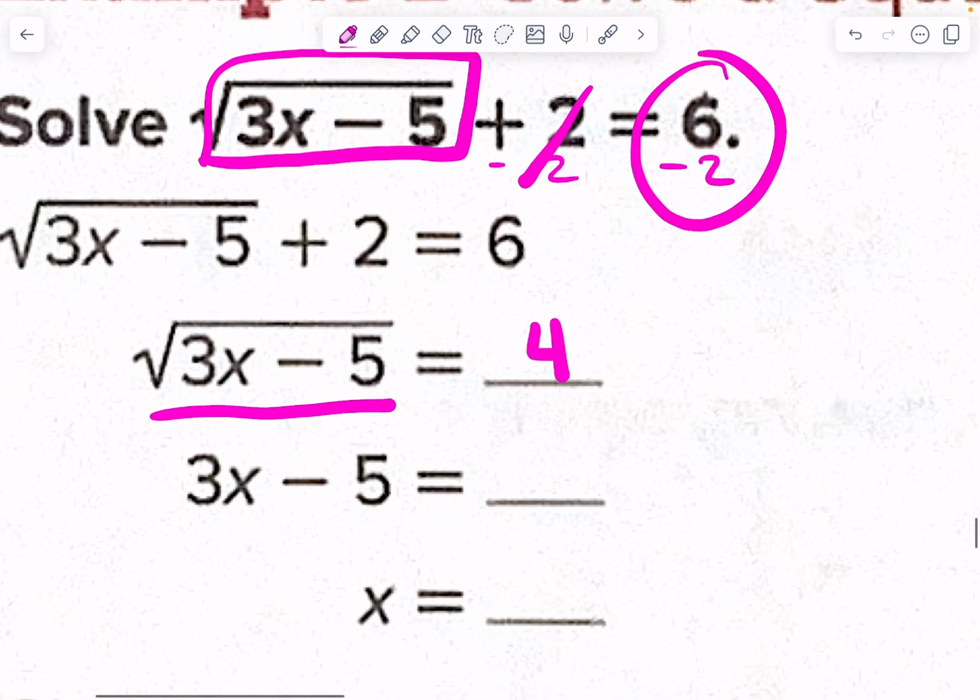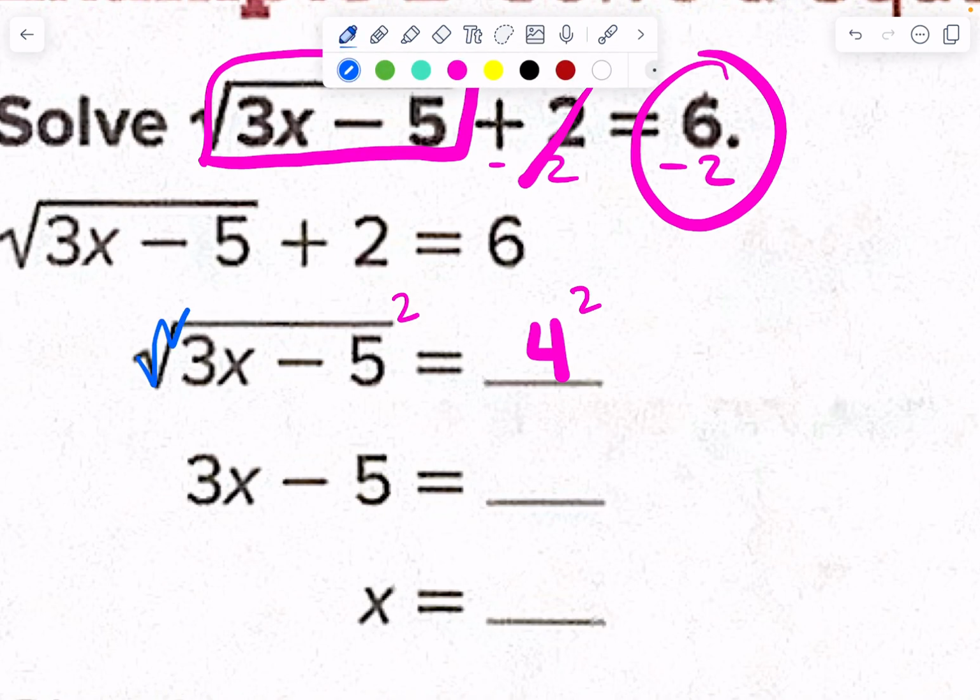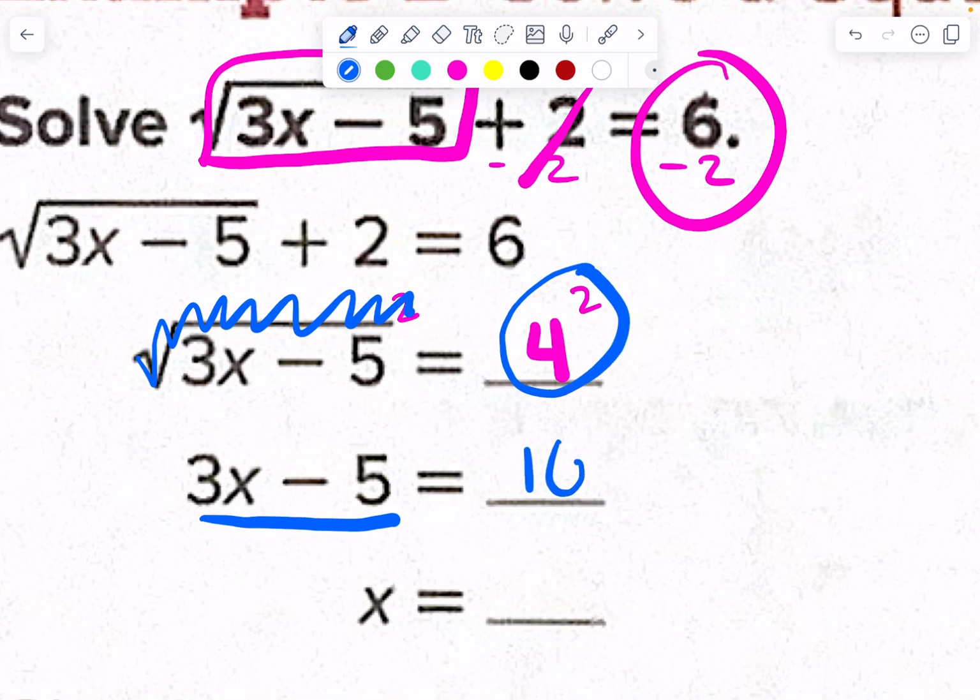Okay, now, the deal here is, if I have a square root, I want to undo it. And the thing that undoes a square root, like the inverse of a square root, is to square it. But if I do that, I have to do that to the other side. Okay, so I'm going to square both sides, and a square and a square root cancel each other out. So this is just 3x minus 5. It just like falls out of the square root. And then 4 squared is 16.